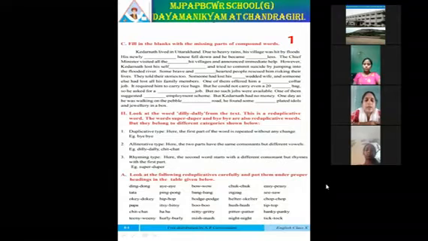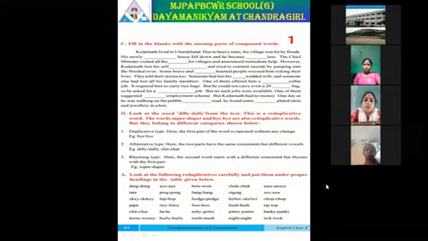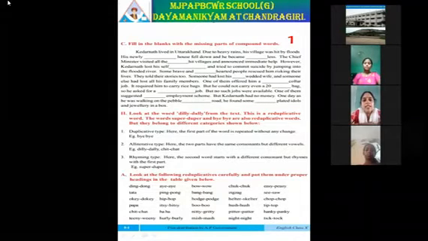Give an example for the alliterative type. Change the vowel and give. Ding dong. Very good. D-I-N-G, D-O-N-G. In ding dong, what has happened? In the first word, I is the vowel. In the second word, O is there.